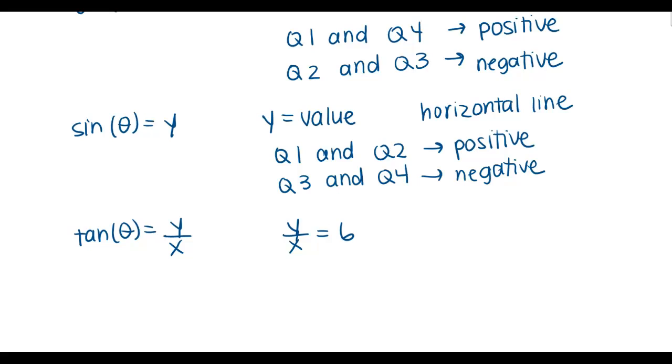Okay, if we wanted to solve this for y, we'd multiply both sides by x, and we would get the equation y equals 6x. So then we would follow the line of y equals 6x to figure out where those values lie. Okay, majority of the time for the tangent, you're going to have the combination of quadrant 1 and quadrant 3. And then quadrant 2 and quadrant 4, because it's going to be some sort of diagonal that crosses.